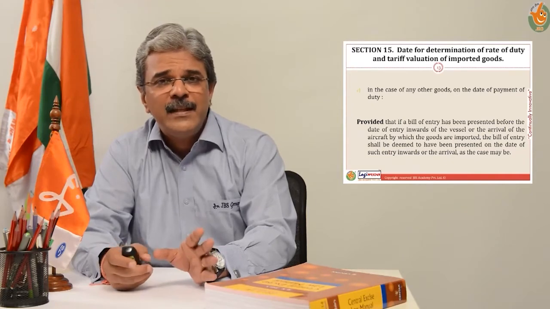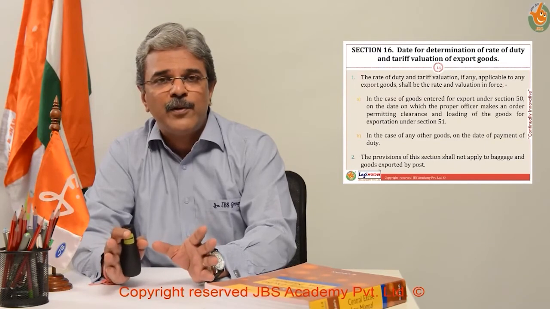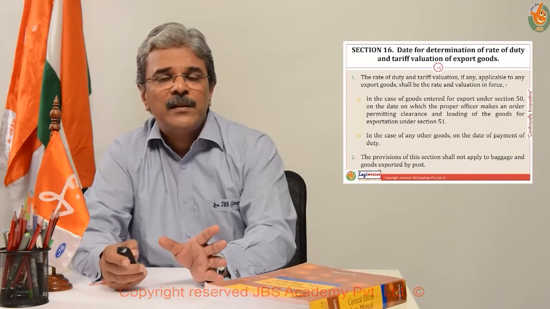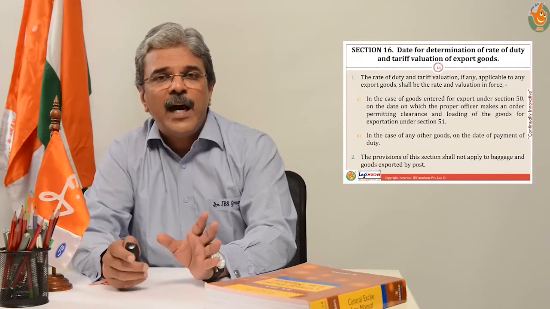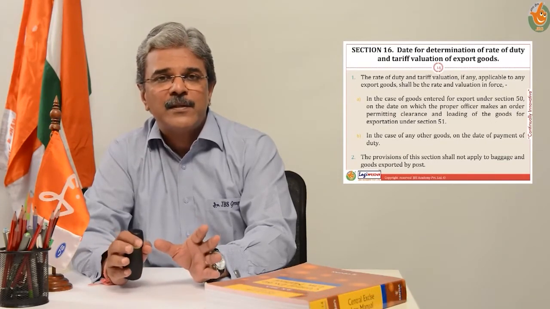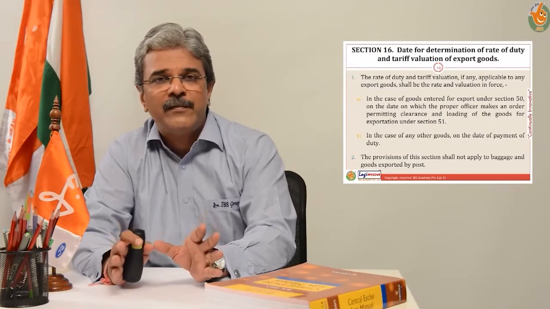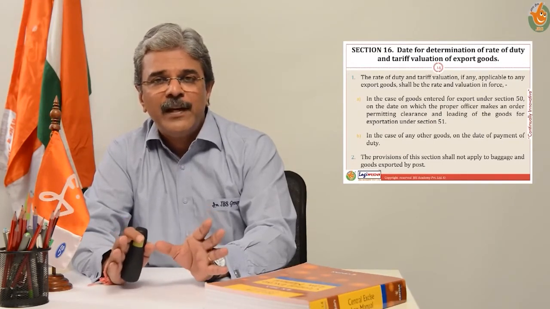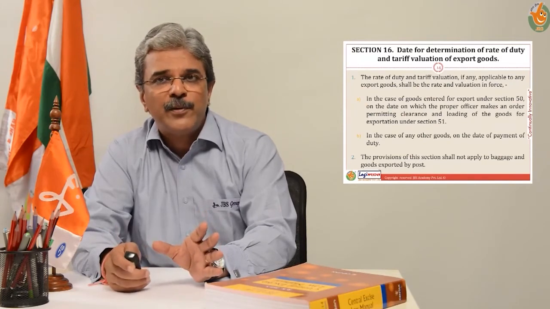Section 16 talks of the date of determination of tariff value and rate of duty on the export cycle. Here it talks about the date on which the out of charge is given by the customs officer. That would be the relevant date for determination of tariff valuation or the rate of duty.